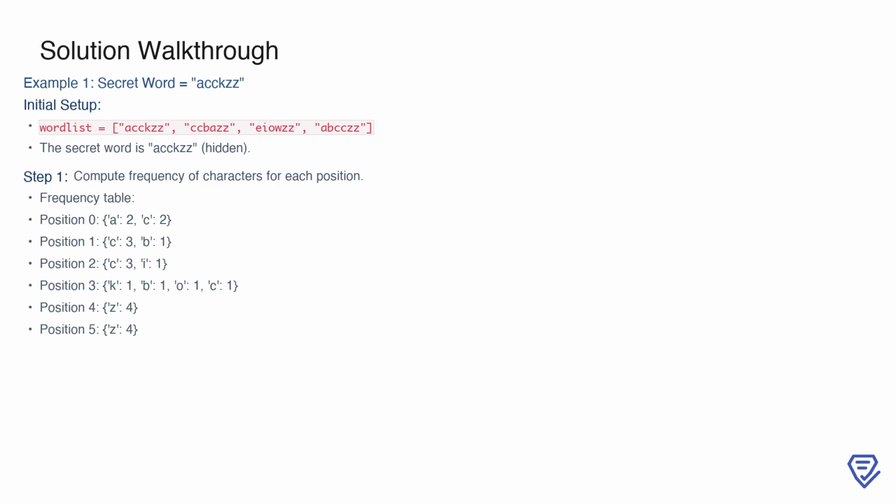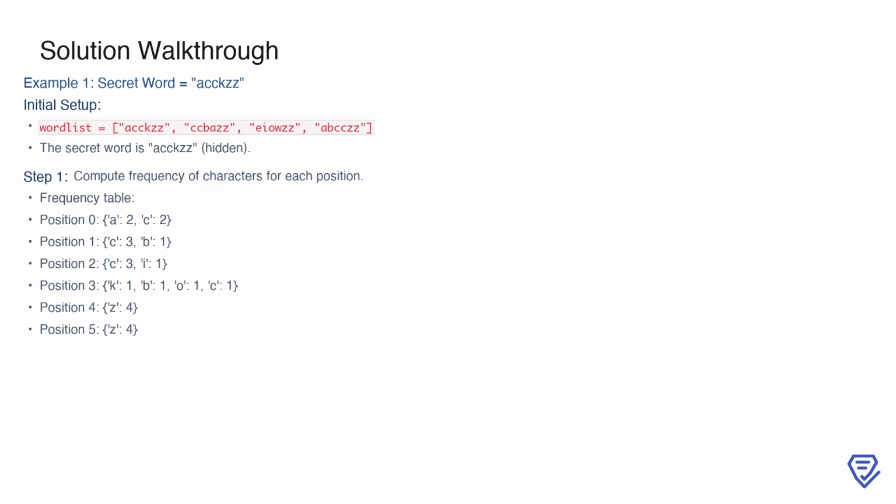To solve the problem of guessing the secret word, we start by analyzing the provided word list and the hidden secret word, which in this example is axe. Our first step is to compute the frequency of each character at every position across all the words in the word list. For example, at position 0, the characters A and C each appear twice. Similarly, at position 1, C appears 3 times, while B appears once. This frequency table helps us understand which characters are more common at each position, and it will be instrumental in selecting the best word to guess next.